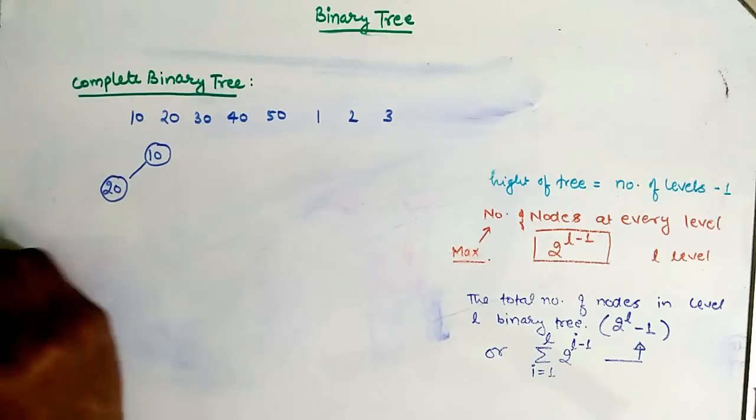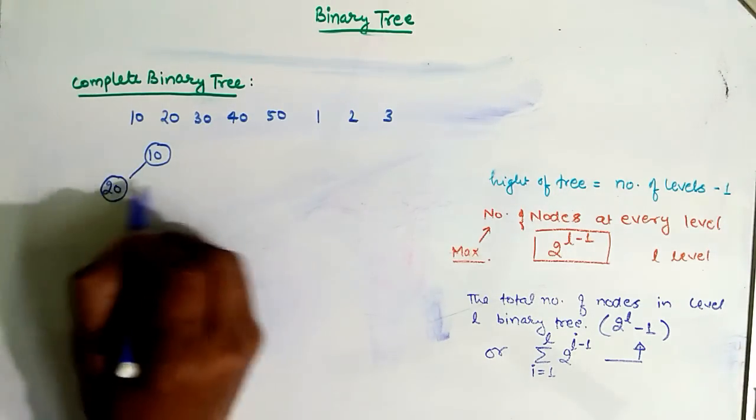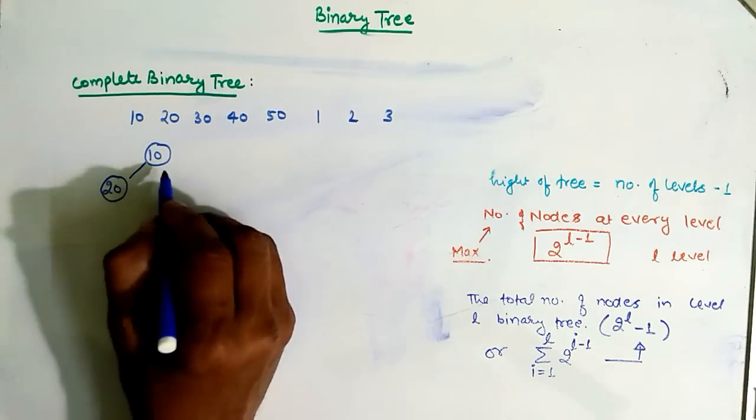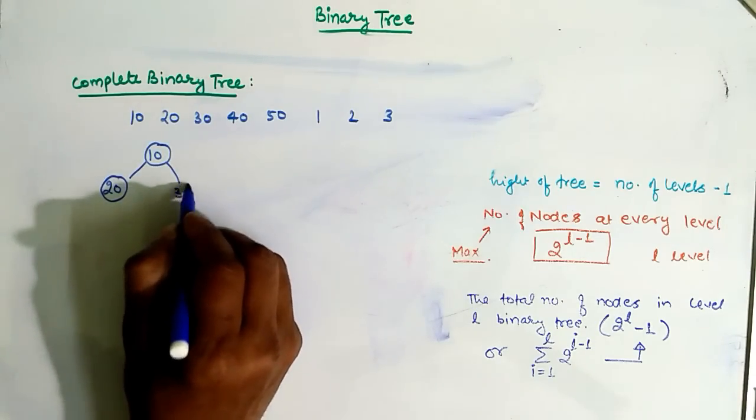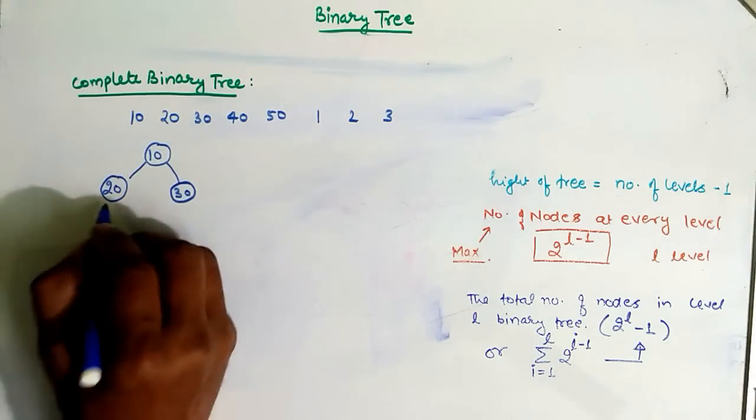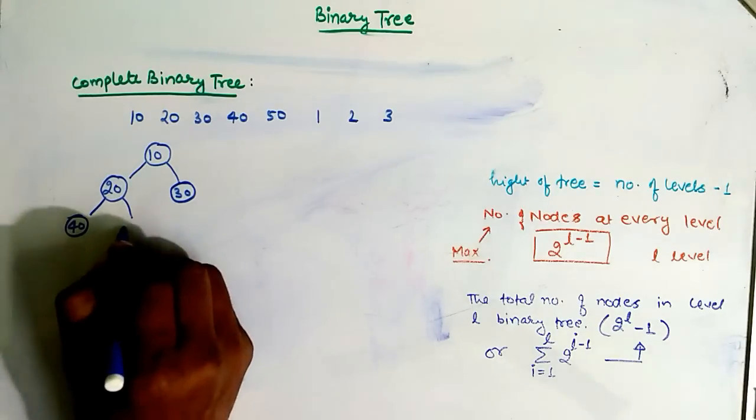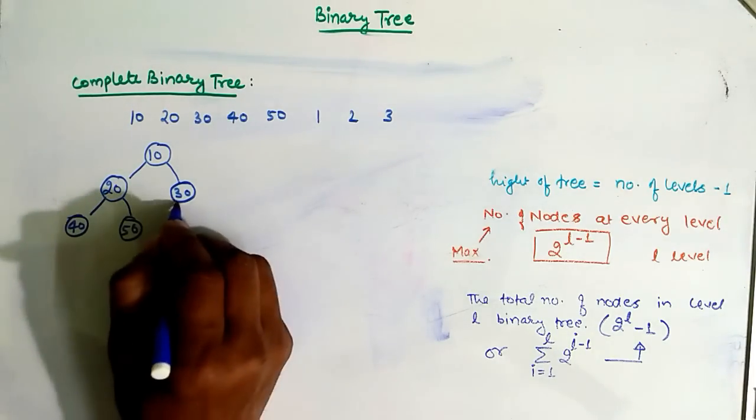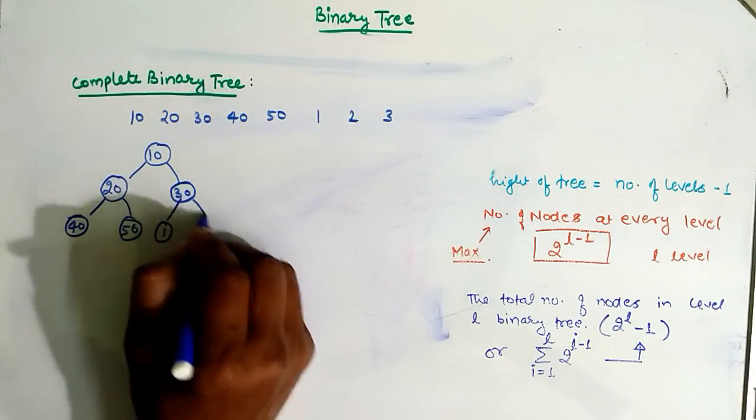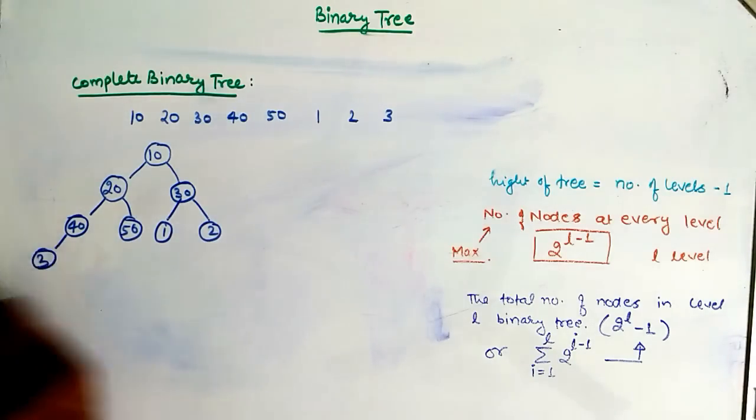So we just insert it in the left to right, top to bottom manner. After 30, I will insert here. Then because top to bottom, left to right, 40 will be inserted here. 50 will be inserted here. Then we have 1, then we have 2, and 3 will be inserted here.